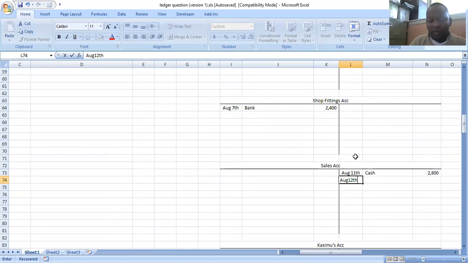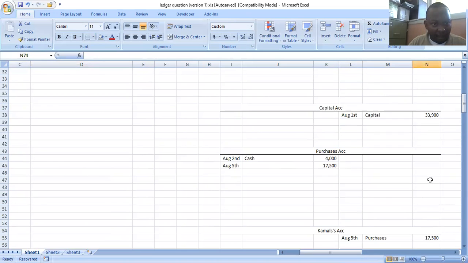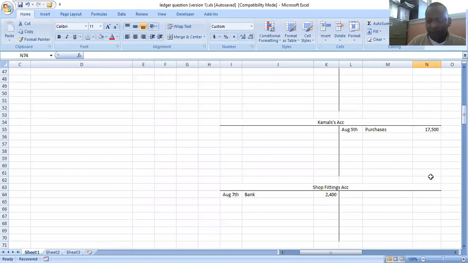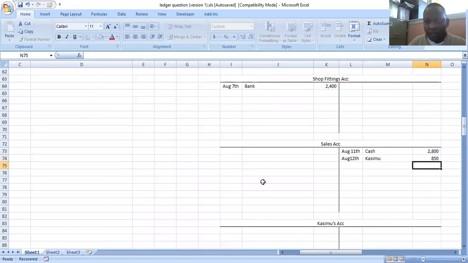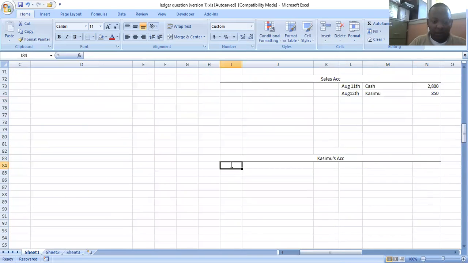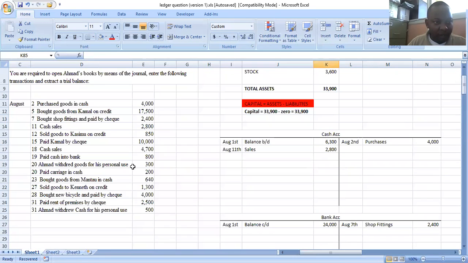So credit sales by Kasimu. The amount is 850. And then debit Kasimu's account on August 12th. The narration is by sales. The amount is 850. Then we proceed to the other transaction.